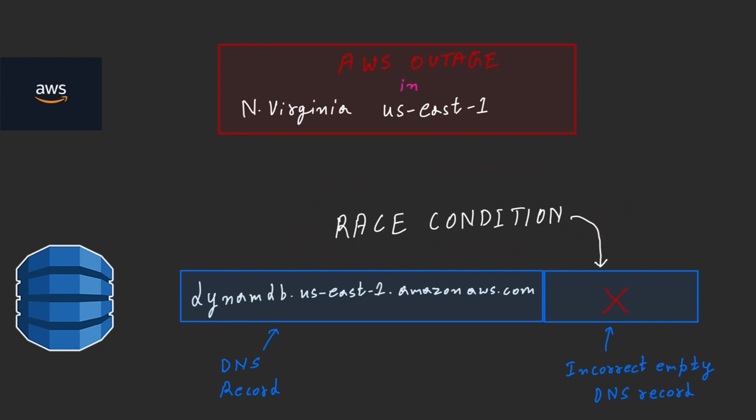This was because of a race condition. From this point onwards, one question can pop into our mind: in DynamoDB, we have our data, like the partition key and sort key, and then we insert our data in DynamoDB. How does DNS come into the picture while using DynamoDB?